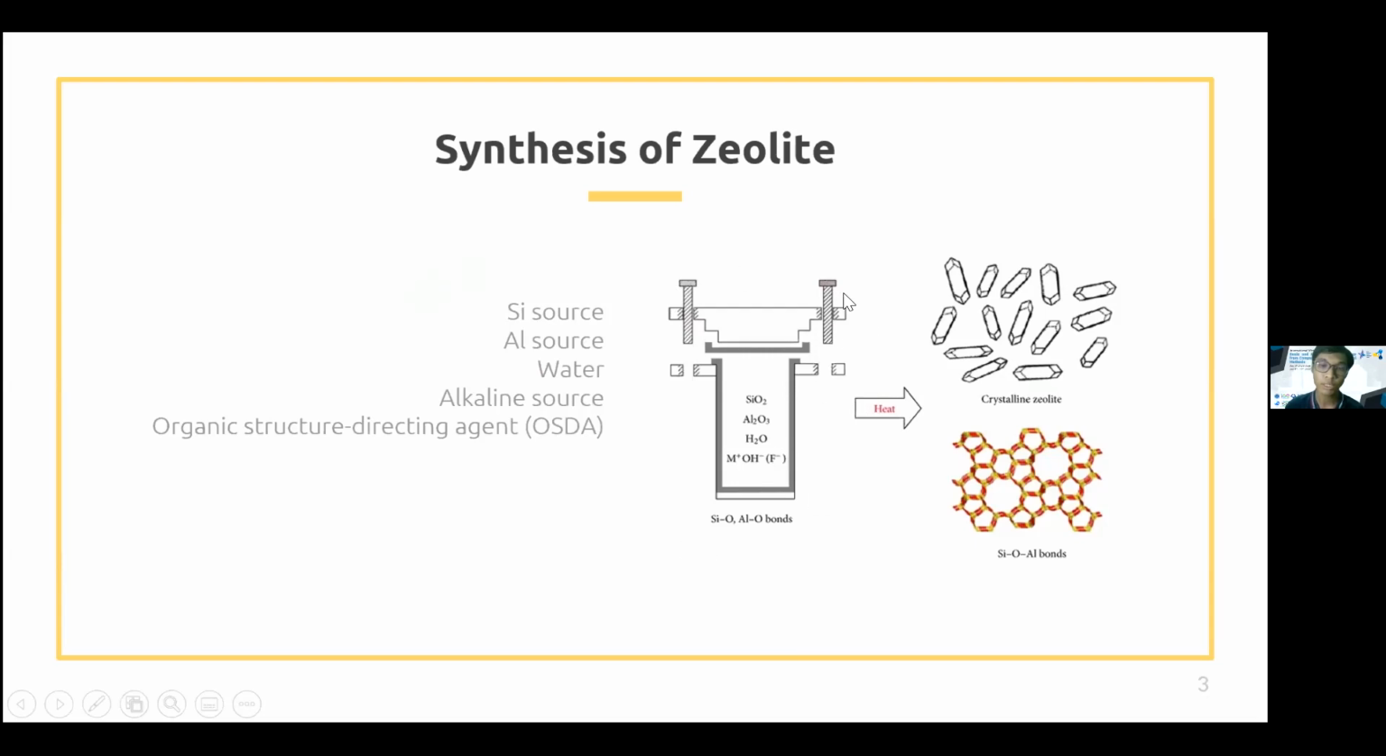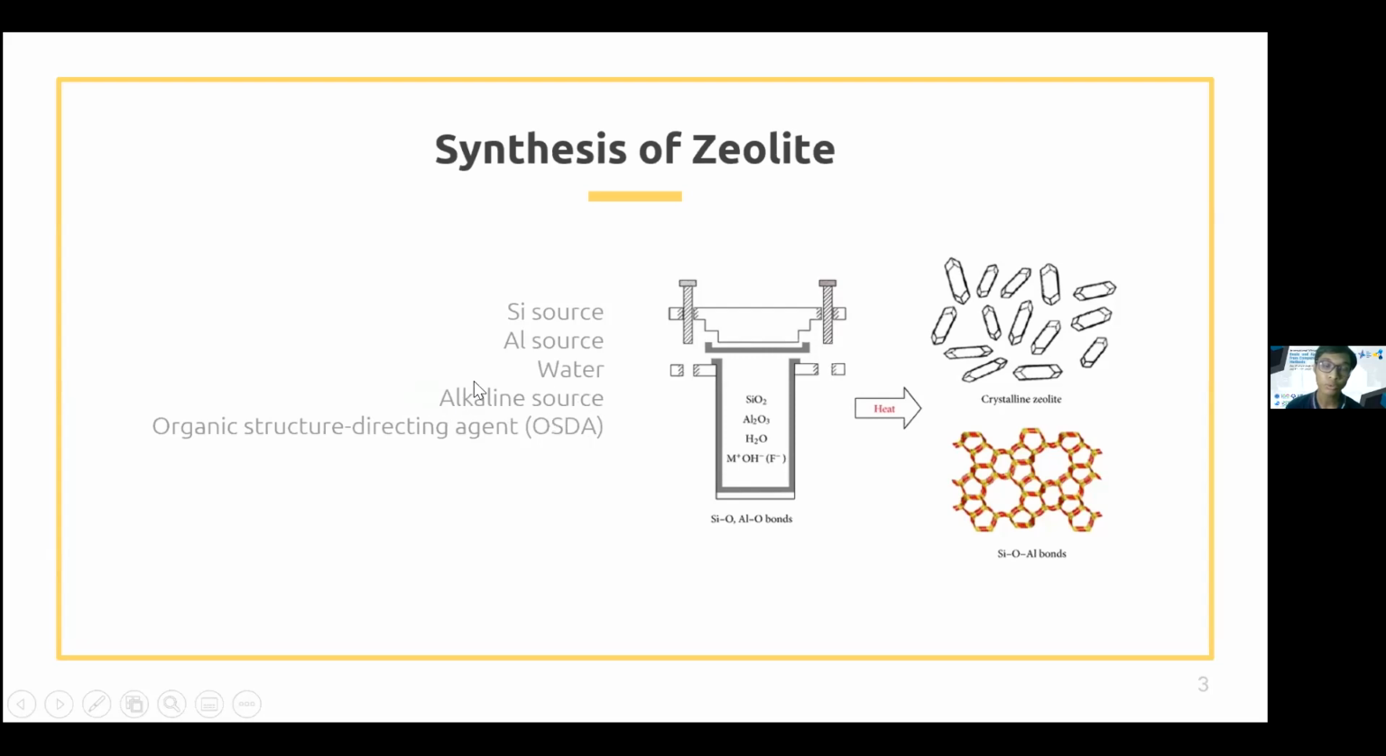It means that there is water as the solvent, and the temperature will be above the boiling point of water, and then we will get the crystalline zeolite. So the process is quite simple. I would like to give a brief explanation of why we use alkaline source and OSDA.